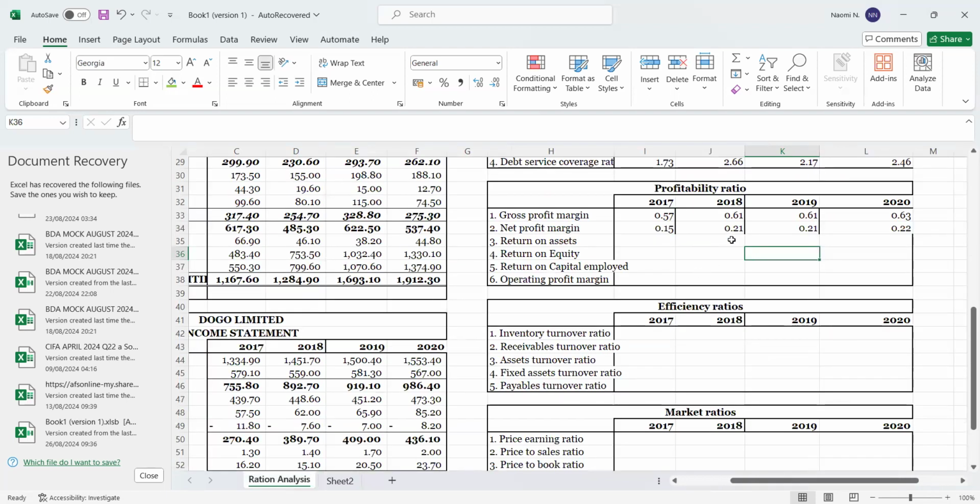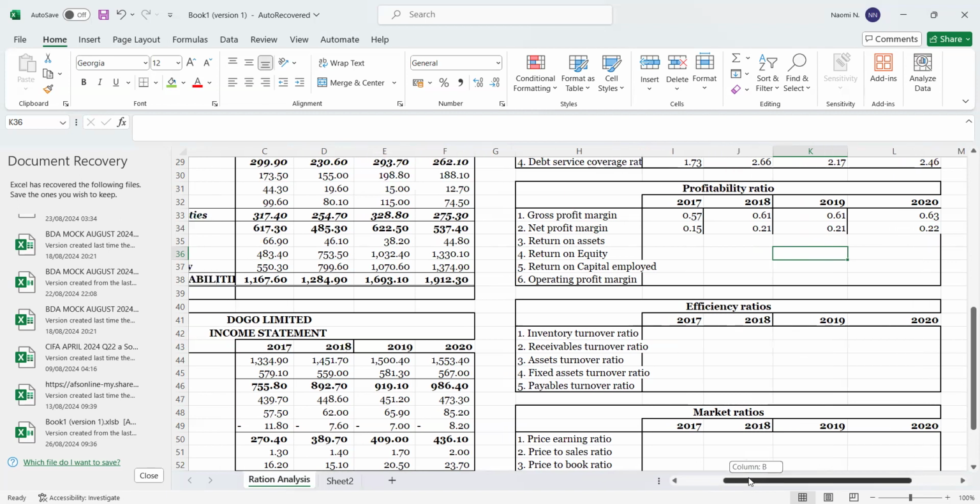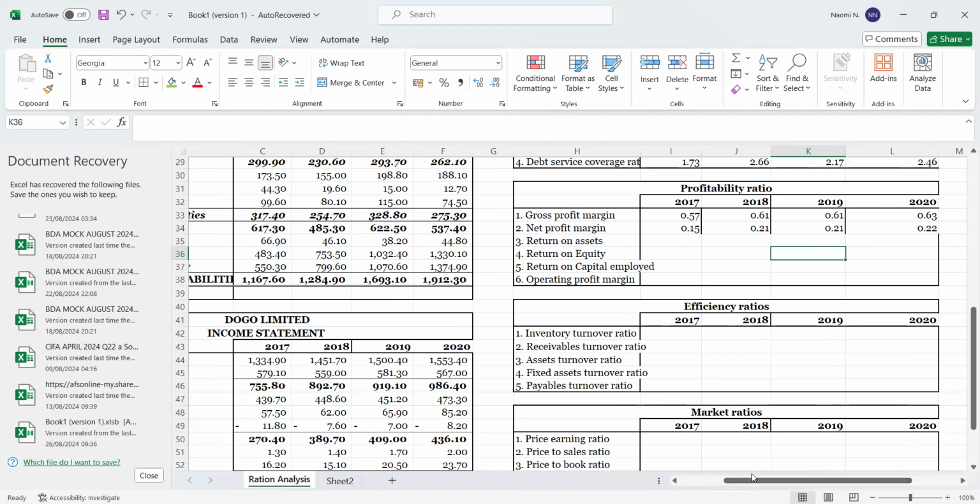For anything to do with average, you do not start with the beginning year. You start with the following year, because you need to calculate the average between the closing year and the opening year. If you use the beginning or the opening year, it will be so hard for you to calculate the average. What I'm trying to say is here.